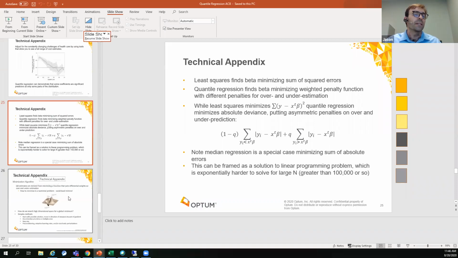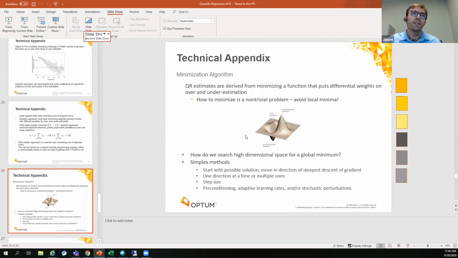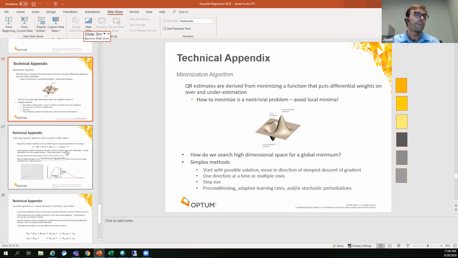The reason is that even in 2 dimensions, it's easy to get stuck in a local maximum relative to looking for the global maximum. So you really have to find a smart way to search around and find the right coefficients that minimize that weighted average of penalized over and under estimation.